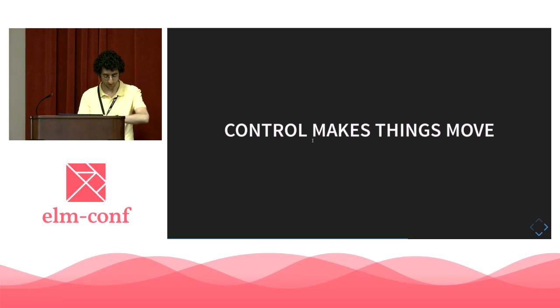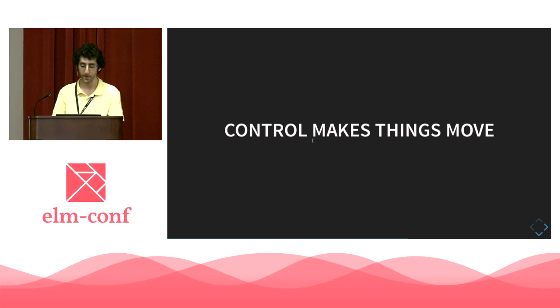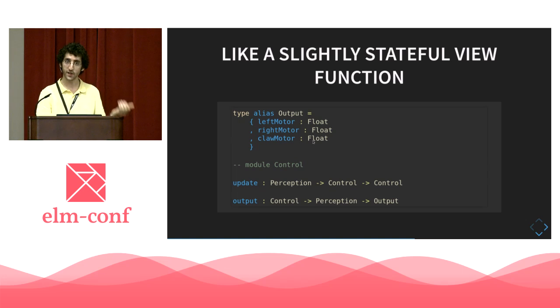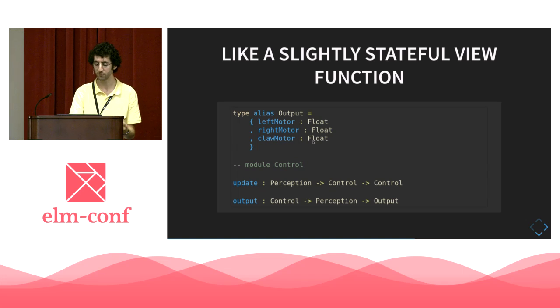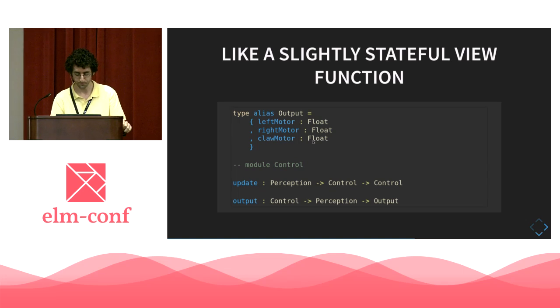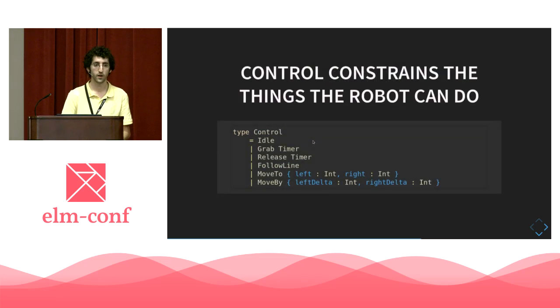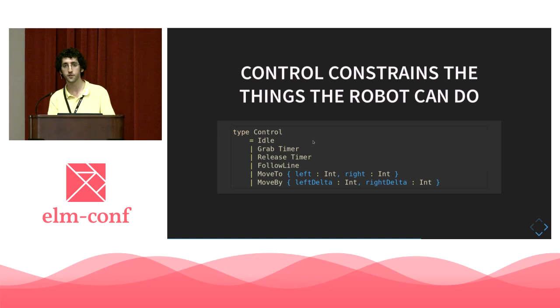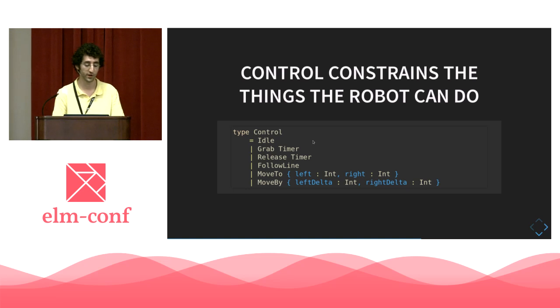So that brings us to control. Control is all about making things move. And it's like a view function, but it'll be like a slightly stateful view function. So essentially every update cycle, we want to output a new record of what the motors should be doing. So control constrains the things that the robot can do.